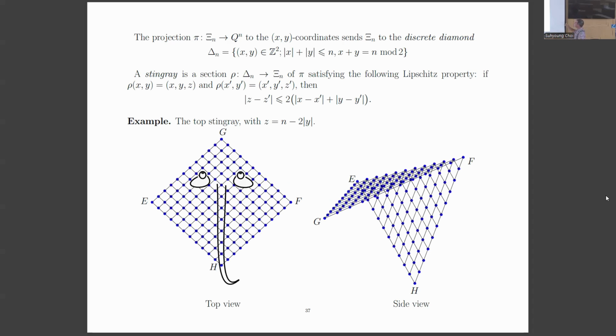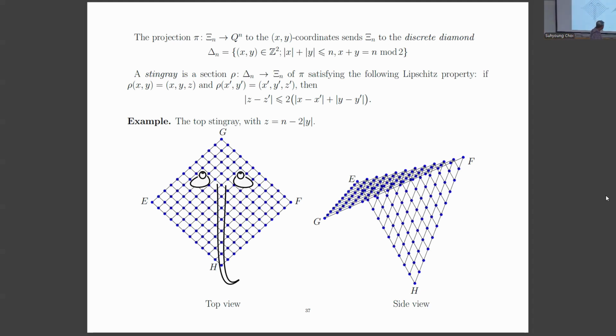And I want a certain Lipschitz type of condition, namely that if two dots are near each other, I want the z coordinate to not change very much. We're going to see, this is going to come up later. It's a very strong restriction. But we have to think of it as a Lipschitz condition because a stingray cannot bend very much. There are physical restrictions to that.